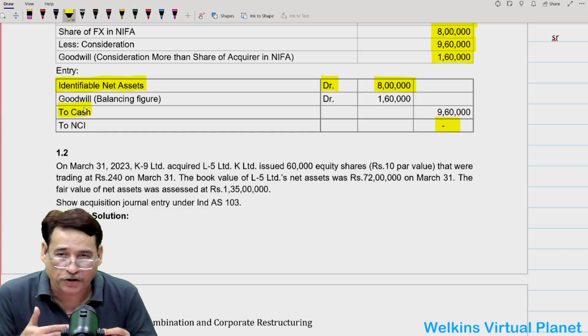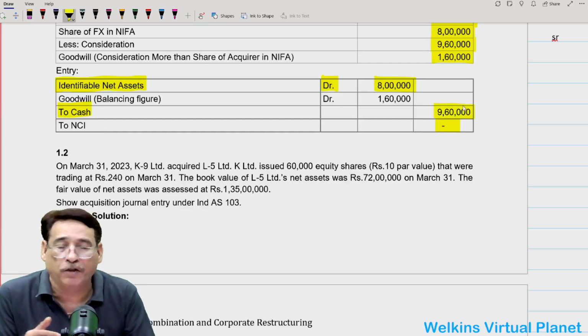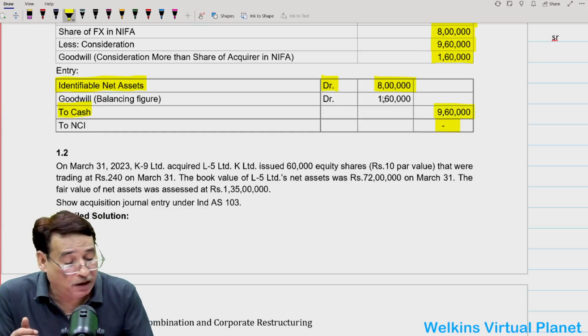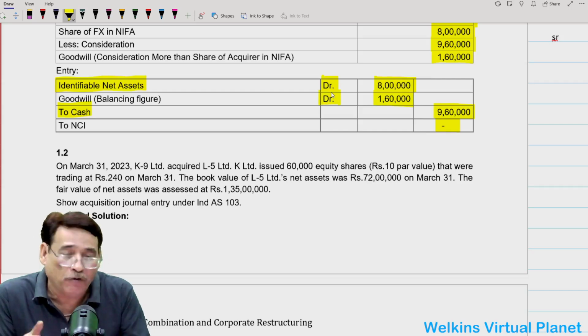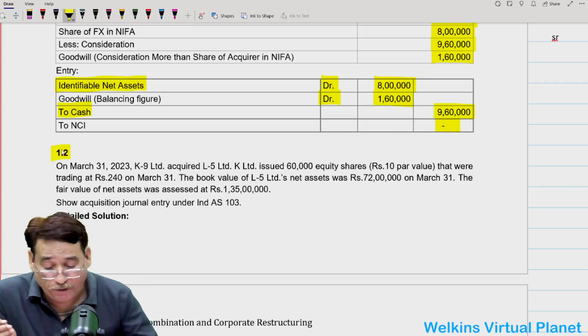On the presumption that the entire amount has been paid by way of cash. This is with respect to consideration. Then the difference will be equal to goodwill, although we have already found out the goodwill, so not a very difficult task. Now point 1.2.